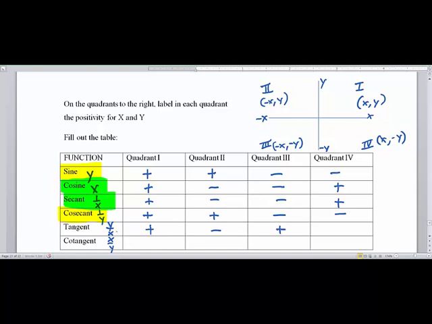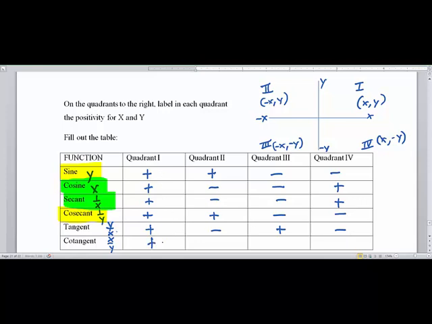And negative divided by positive is negative. So you can see that tangent is negative in the second and fourth quadrant. And we had to kind of derive that because we had to go y divided by x. So we looked at their positivities and negativities and created this chart.